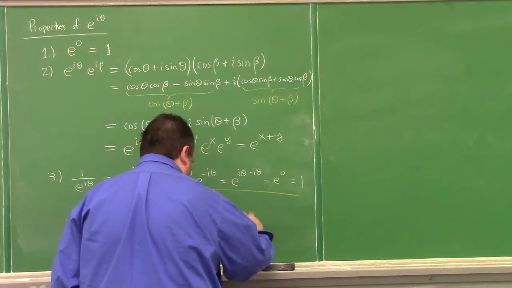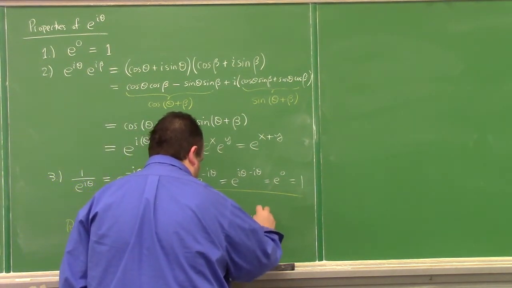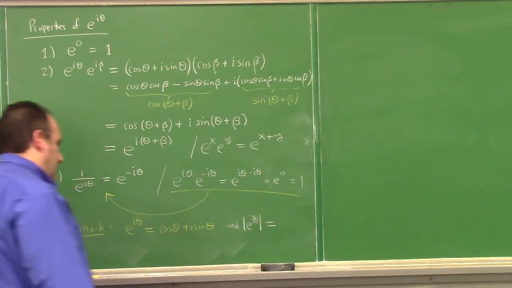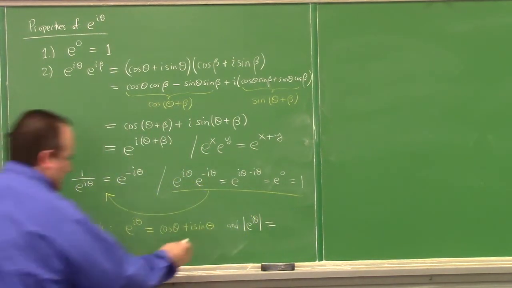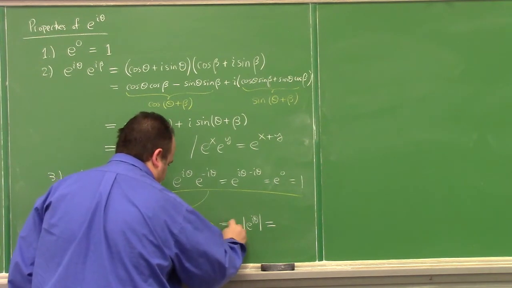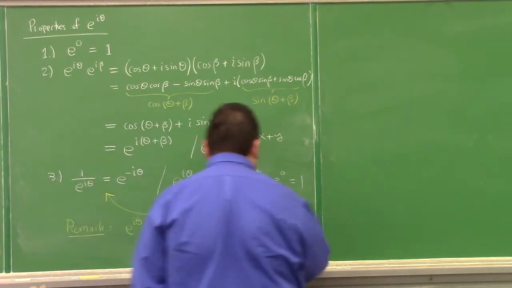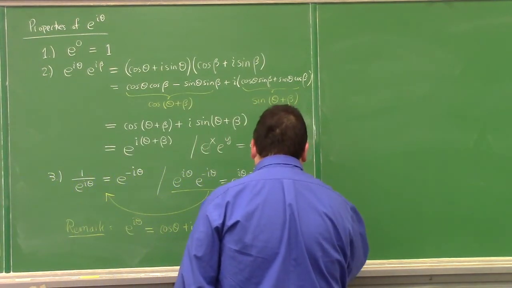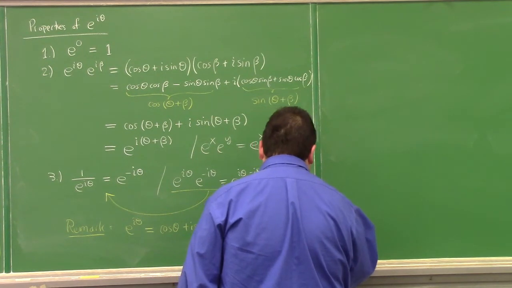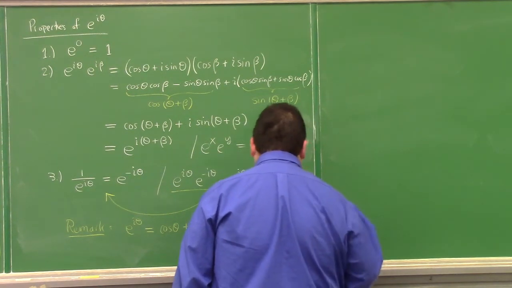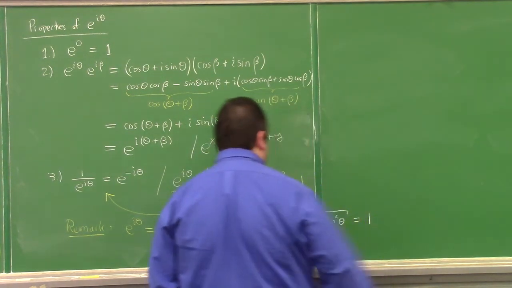What's the magnitude? I shouldn't say "and," I should say thus. It implies that the magnitude of e to the i theta is what? It's the square root of cosine squared theta plus sine squared theta, right? Also known as 1.